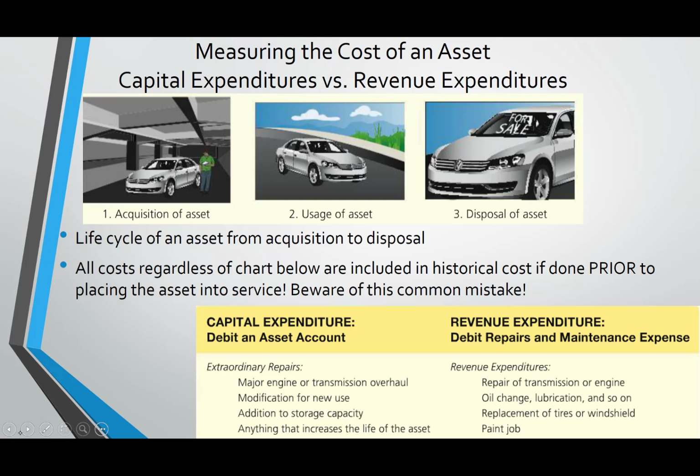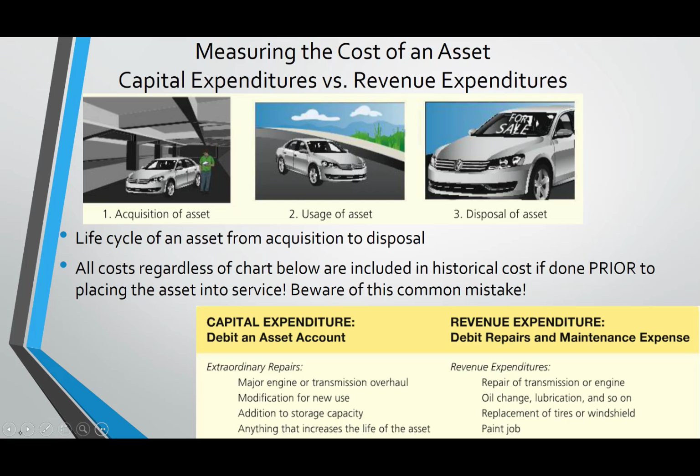Typically, that would be a normal expense. We would just debit repairs and maintenance expense if we're talking about a car or truck here. If you had to repair the engine or transmission, if you had to have the oil changed, if you had to put new tires on or replace a windshield, or if you just wanted to have a paint job done, those things would just be normal expenses that we would use the repairs and maintenance expense account for, and we would debit that.